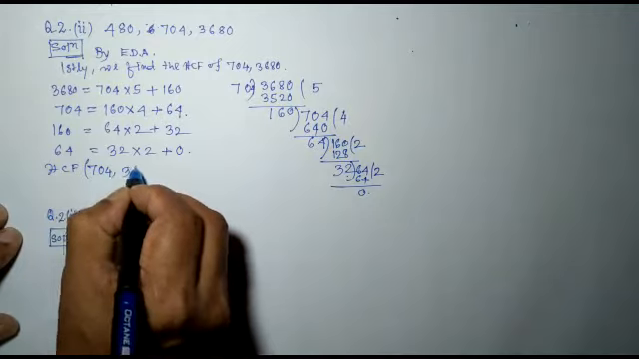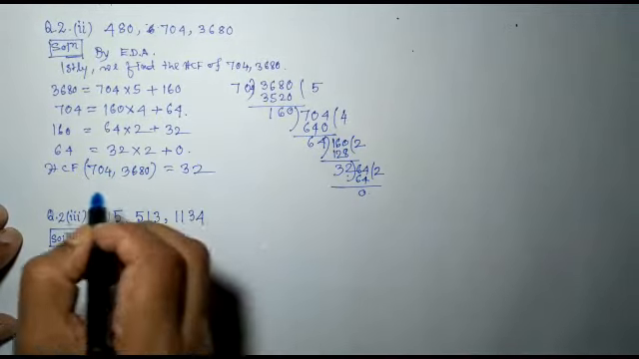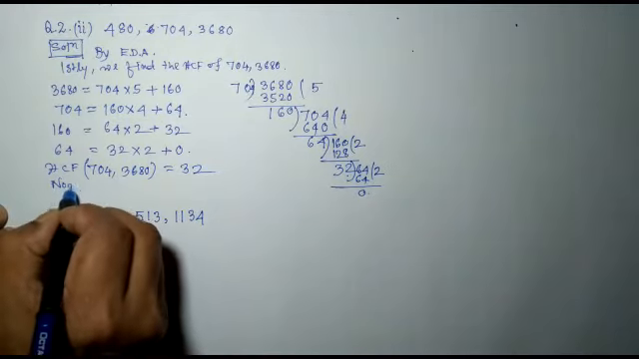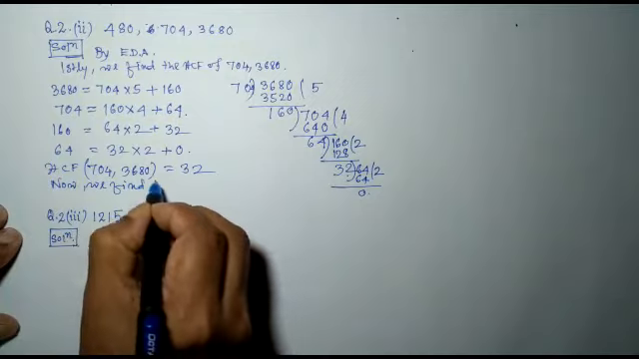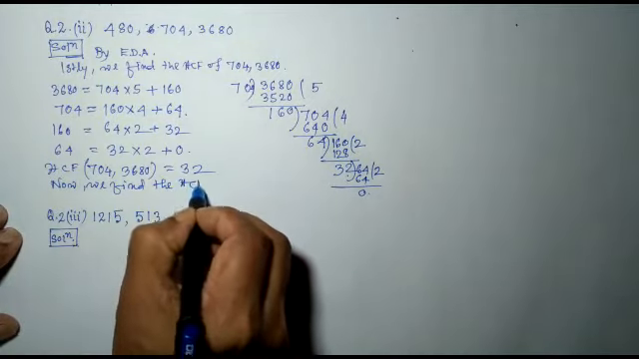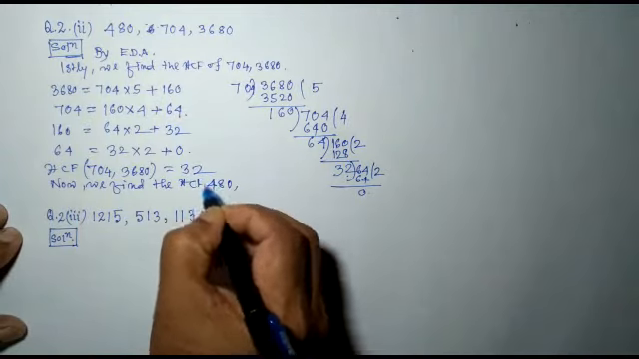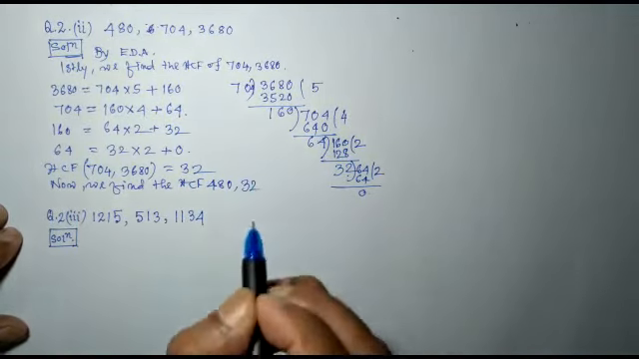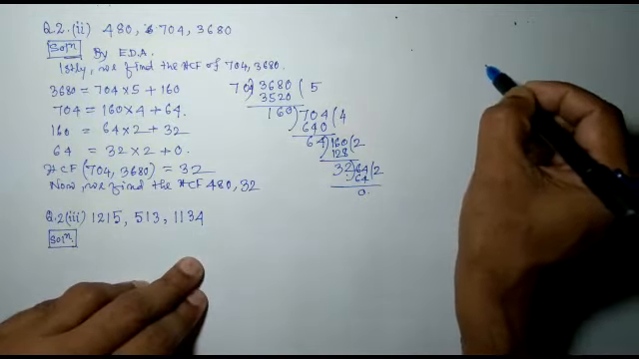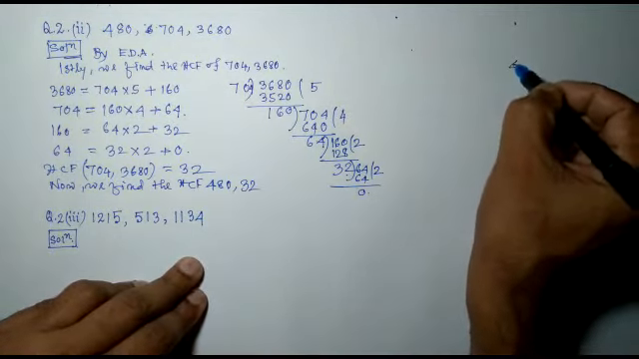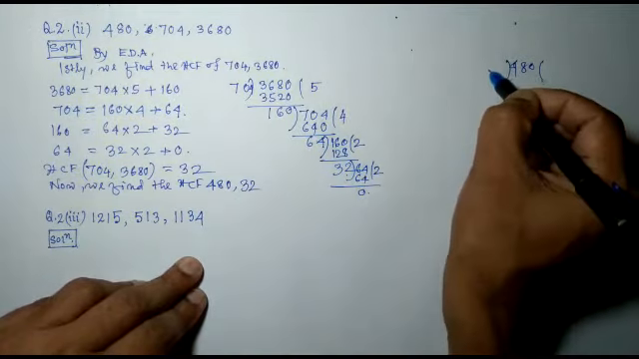704 and 3680 is equal to 32. And now we find the H.C.F of the first number 480 and this 32. So we do the work here. I divide this 480 by 32.